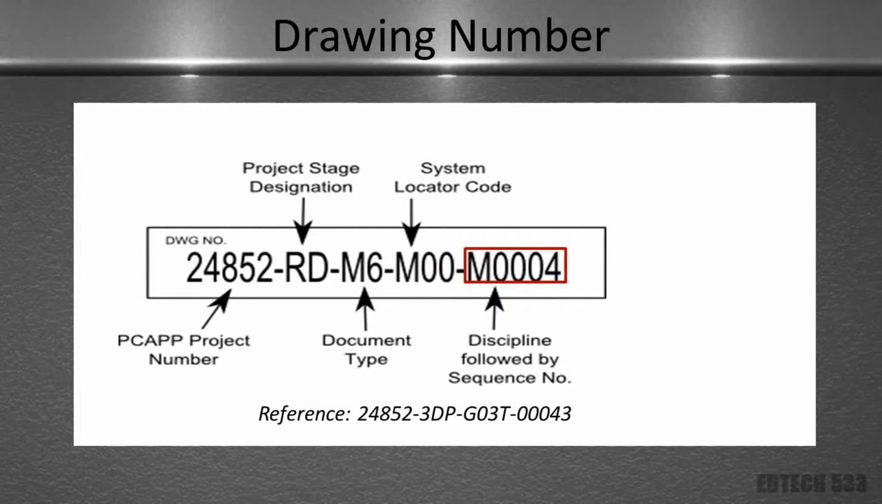Next, you have the design discipline. That is the letter that is part of the last block. The design discipline tells us what discipline the drawing falls under. Here we have an M, which represents mechanical. And the last part of this is the sequence number, or page number, the drawing number itself. This distinguishes that you're on page 1 versus page 20.